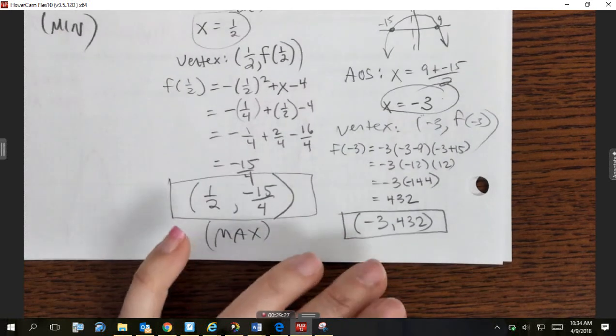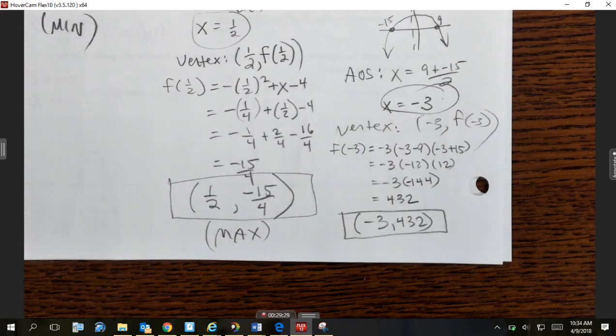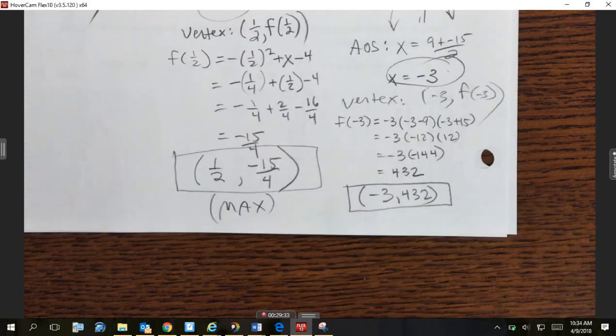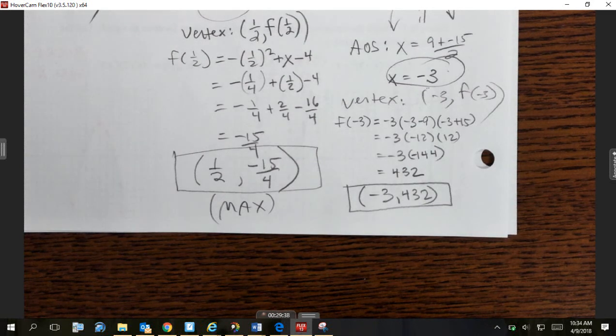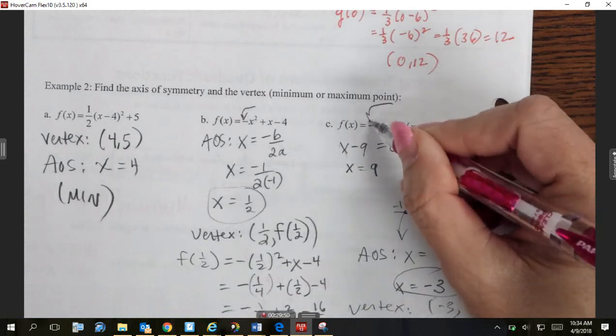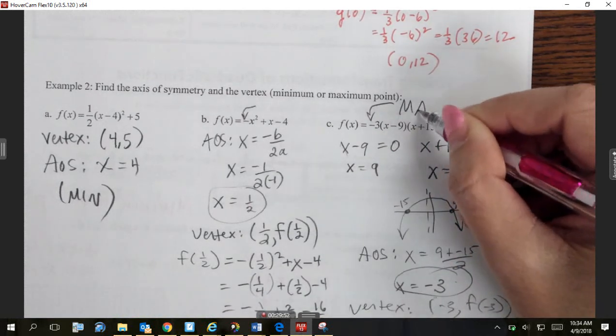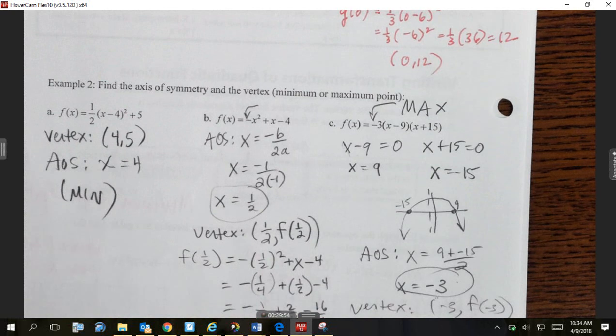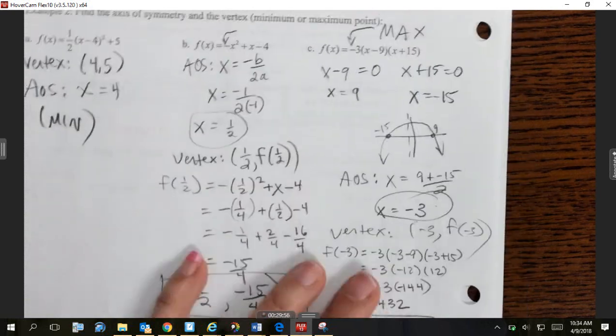I did that quickly, but that answer, when you plug it in, you should get negative 3 and then 432. Is this going to be a maximum or a minimum point for our graph? Maximum. Why? Yes, but why? Oh, because the thing in front is negative. Right, this number in front is negative, so that means we are going to have a maximum vertex.